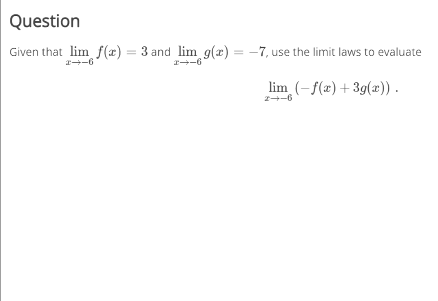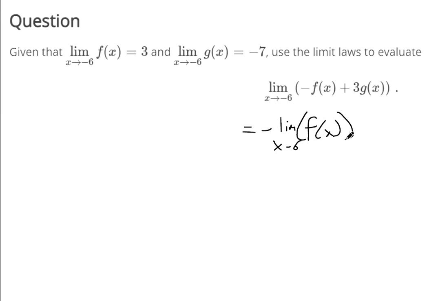Okay, this one they say that the limit as x approaches -6 of f(x) is 3. They don't tell us what f of x is, but they tell us what a limit is. So we get to use our limit properties again. The limit operator is, well, I don't know, is it an operator? The limit behaves as a linear operator.